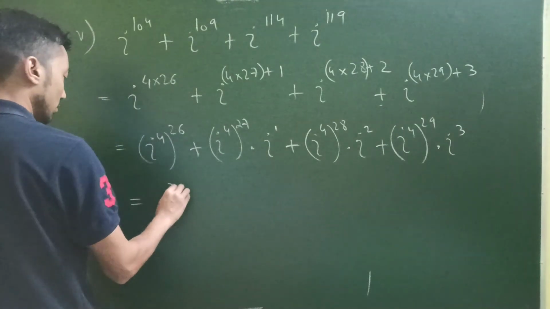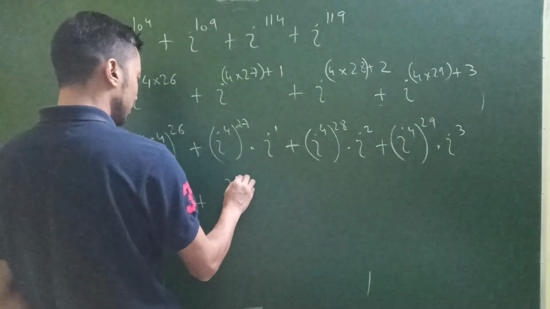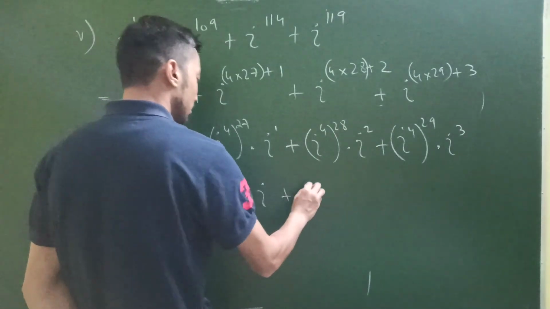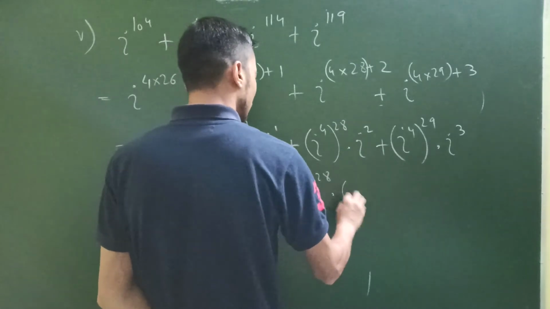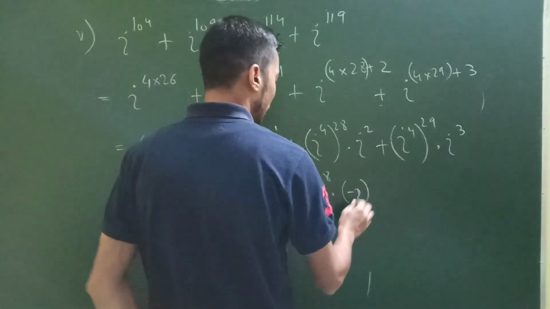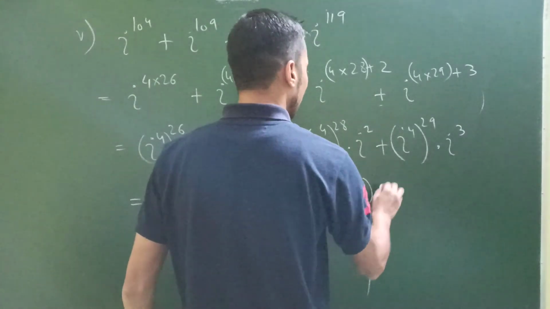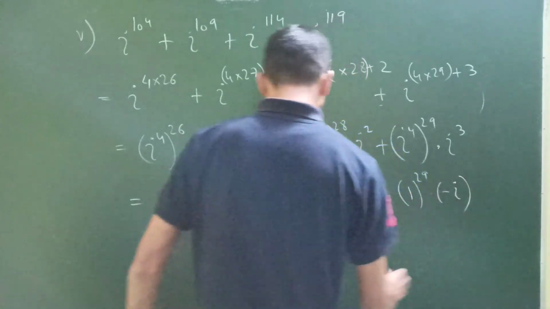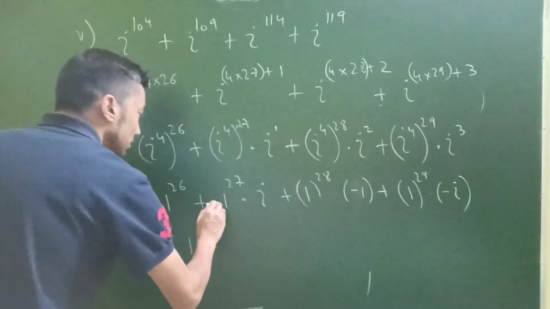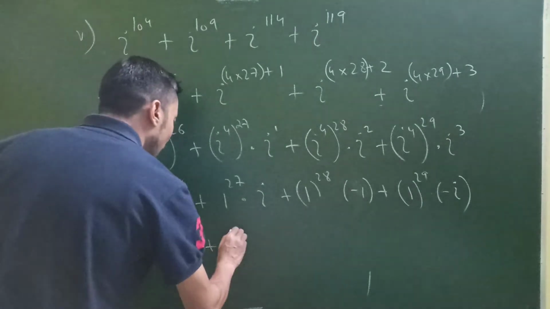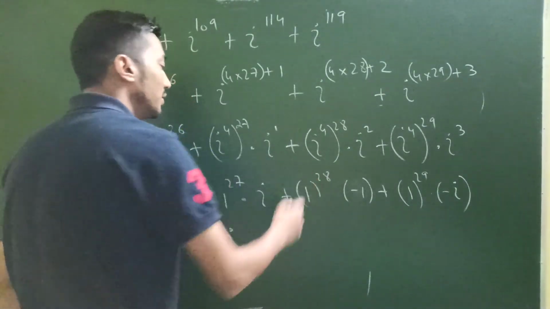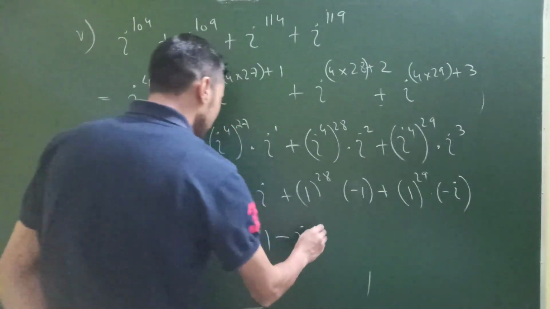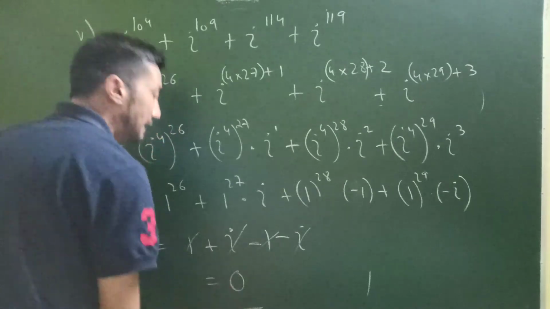So i to the power 4 is 1, 1 to the power 26 plus 1 to the power 27 into i plus 1 to the power 28 into i squared, what was the value? Minus 1. Plus, this is again 1 to the power 29, i cubed was how much? Minus i. So this is 1. This is 1 to the power 27 is 1, 1 into i will be i. This is 1 to the power 28, that is 1, 1 into minus 1, that will be minus 1. This is minus i. So 1 + i - 1 - i. That is how much? 0.